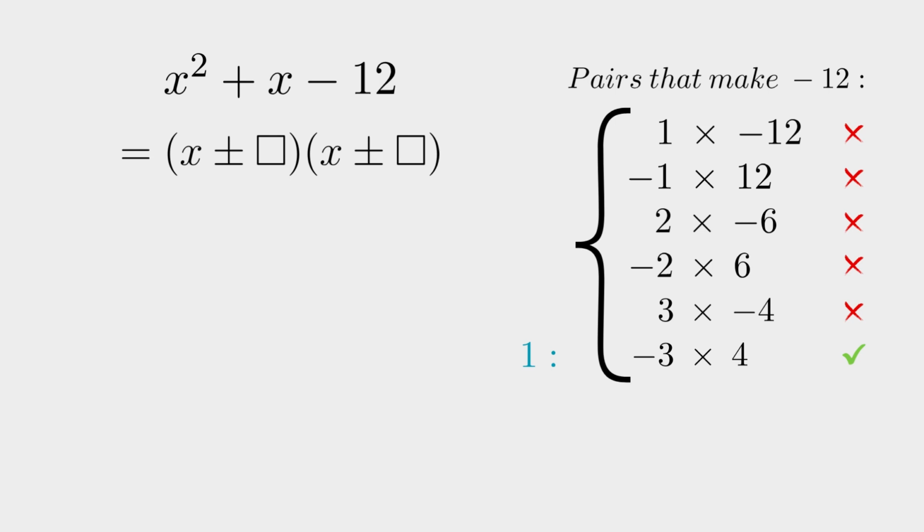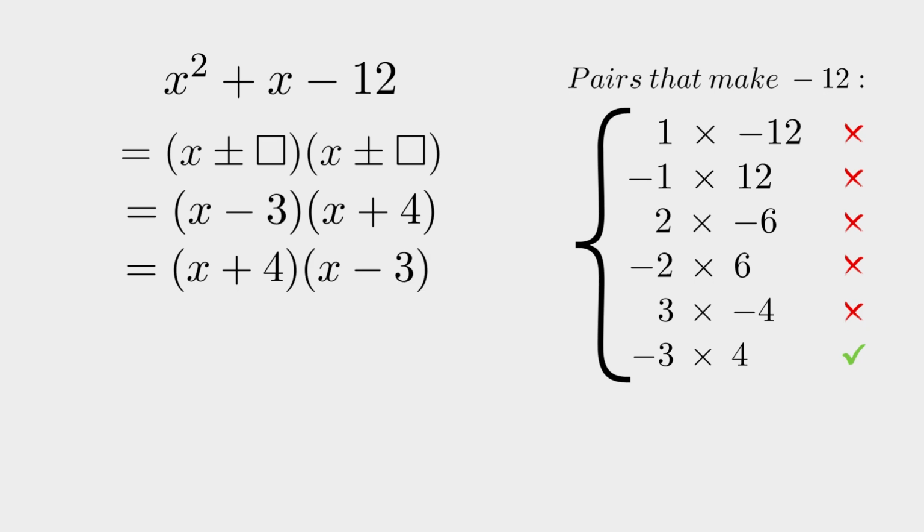Substitute these values into your bracket. Any bracket can be first, as long as the one bracket is x minus 3 and the other bracket is x plus 4.